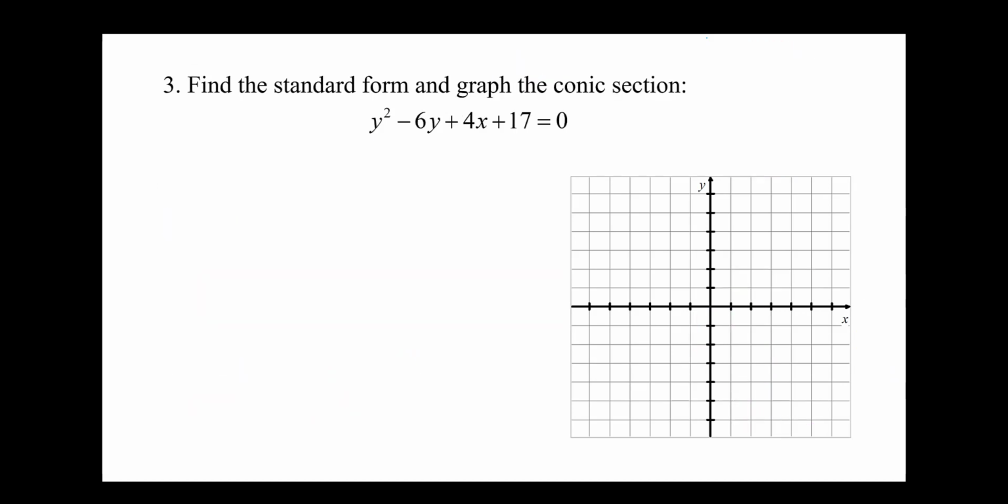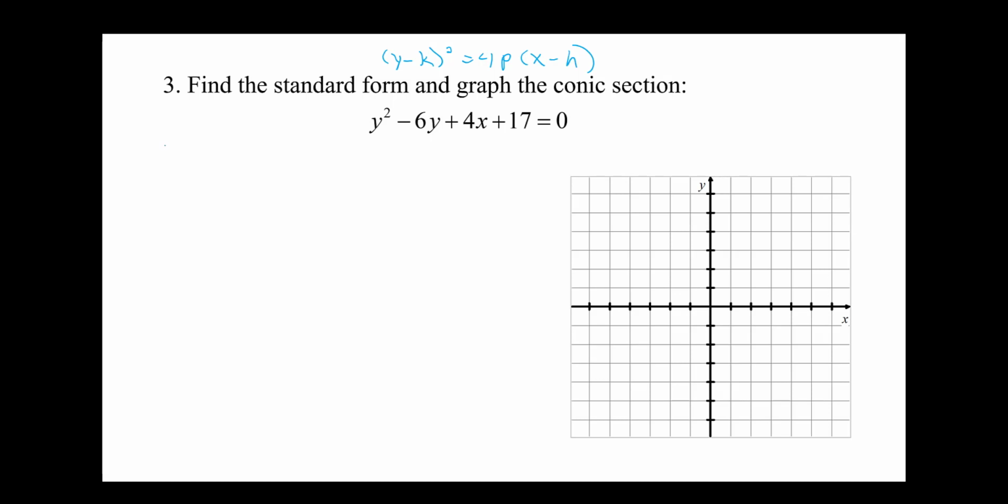And now we have another equation, and we're going to find the standard form and graph this conic section. We have y squared minus 6y plus 4x plus 17 equals 0. Notice that we only have one variable squared here, the y. That means we're going to have a parabola, and we're going to put this parabola in the form (y minus k) squared equals 4p times (x minus h). And you can refer back to your formulas for this.